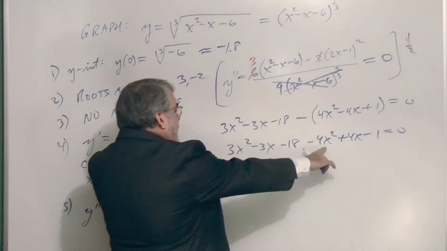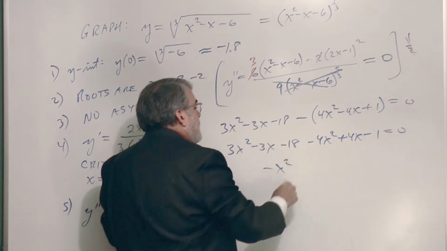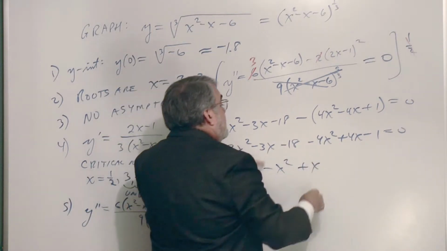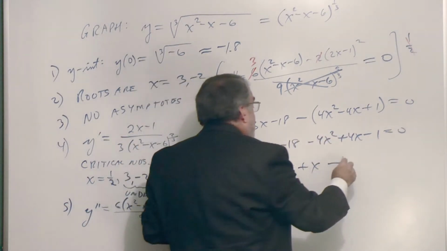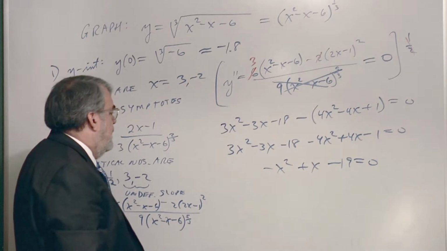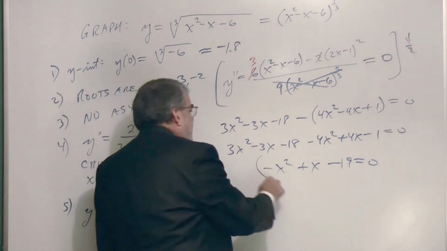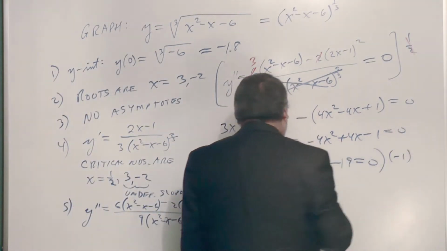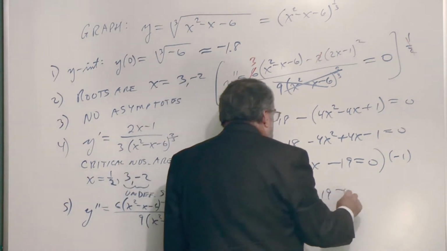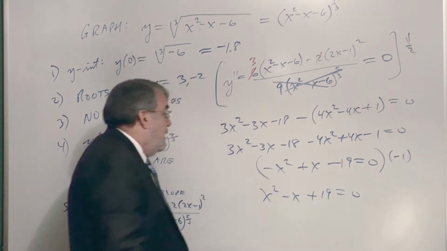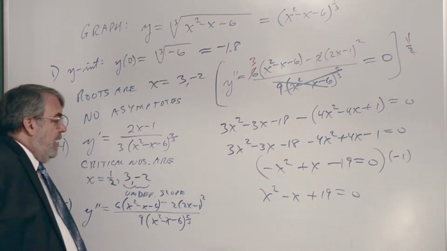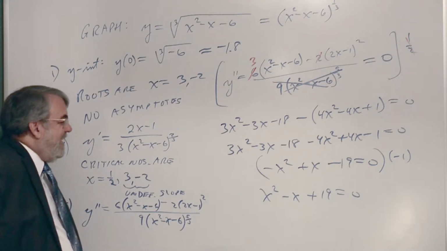All right, so let's see. We have minus x squared, and 4x minus 3x is plus x, and then minus 19 equals 0. Okay, let's multiply by negative 1. That gives me x squared minus x plus 19 equals 0. Oh boy, well, I don't think there's an answer to that one.